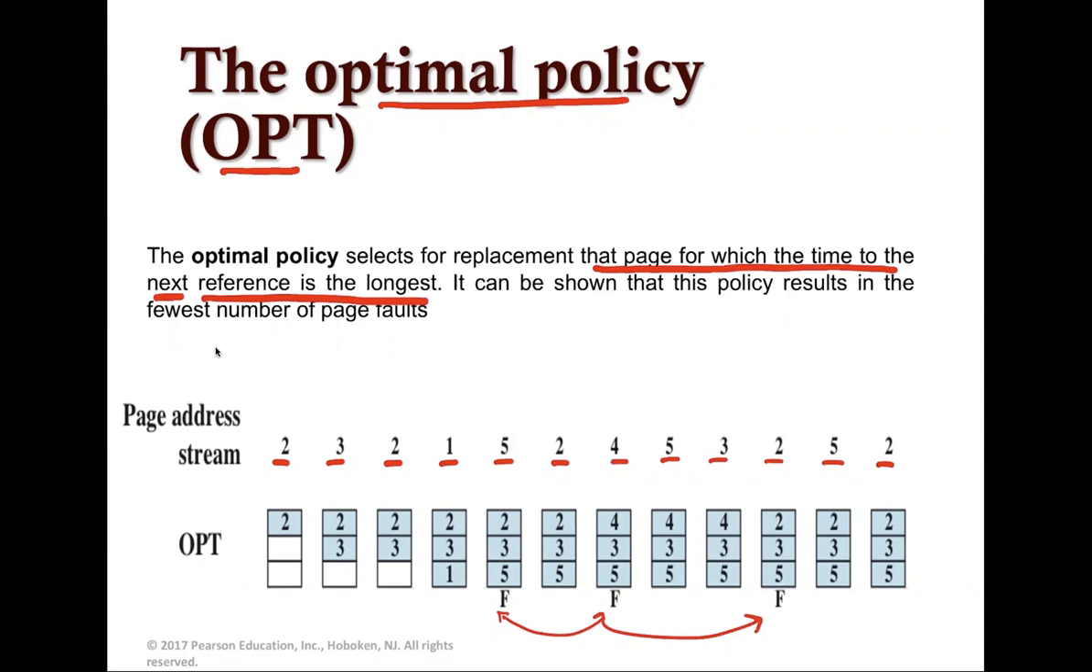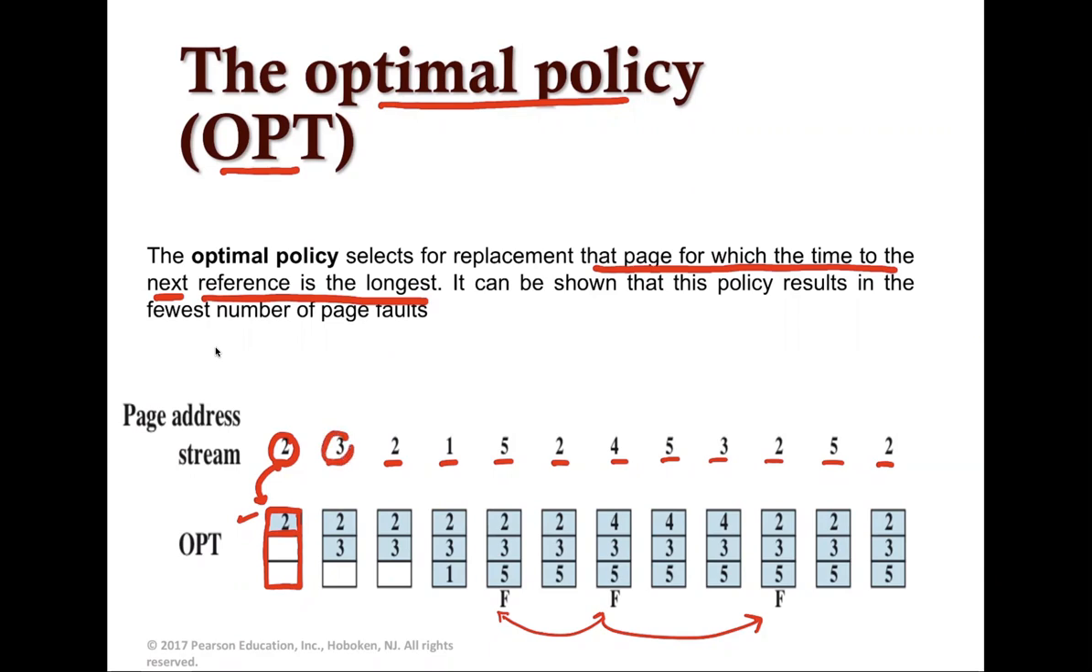Now we know that we have 3 fixed frames, so initially we start with 3 empty frames. The first reference is page number 2, so page number 2 would be assigned the first frame. So far we don't have a page fault because we still have free locations in which a page can easily be loaded into main memory.